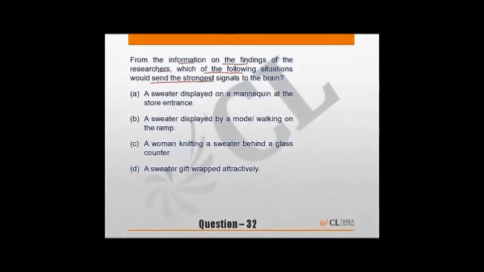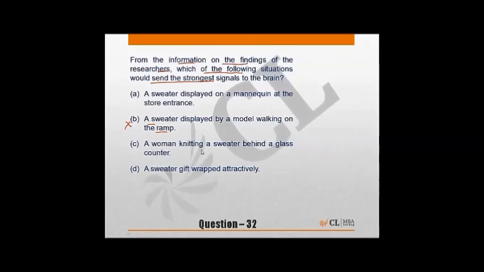A sweater displayed on the mannequin, yes, I would be willing to pay. The product is there in front of me, I can buy it if I want to. Choice B, a sweater displayed by a model walking on a ramp. When a model is walking on a ramp, it is not a decision of purchase at that point. I can appreciate it, I can like it, but I cannot purchase it. It will have to go to the store for me to purchase. So choice B cannot be the right answer.